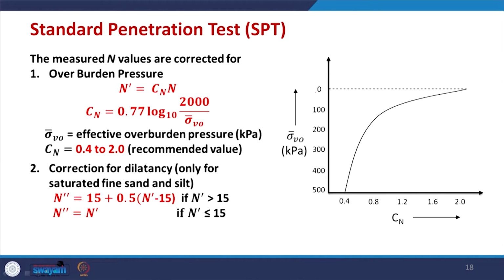And further there is a range for the value of Cn. It is recommended that the minimum value of Cn should be 0.4 and maximum is 2. If you see this equation, then you could see that Cn values are higher when the overburden is smaller, that means at the top, and the Cn values decrease. So, when you assume sigma V naught equal to 0, then this may theoretically give infinity, or it may be higher than 2, but that is not the case. So, if you see this chart where the value of Cn is given against sigma V naught, that is overburden pressure, starting from 0 to 500 kilopascal is given.